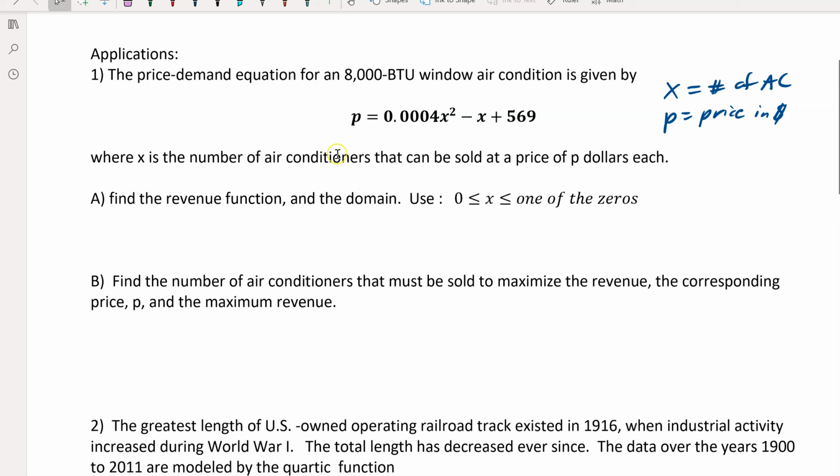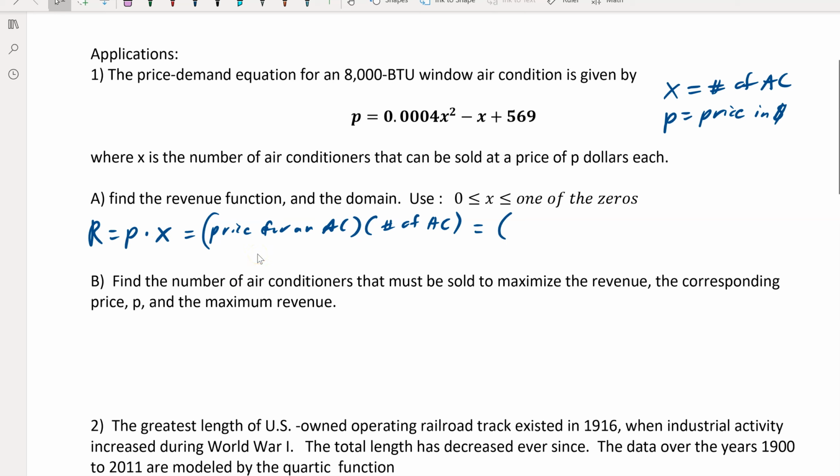Okay, so what are we doing with this here? It says find the revenue function. Okay, so revenue is always price times quantity. So if you think about it, we're selling a price for an air conditioner, and we're multiplying that by the number of air conditioners. Like if you charge $100 for an air conditioner and you sell 1,000, it'd be $100 times 1,000 to get your revenue. So all it is P times X.